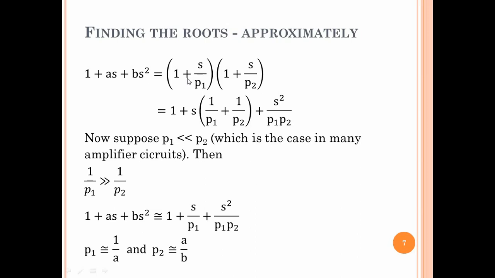I'm leaving this to you to do again, say for a cubic, a cs cubed. You do 1 plus s by p3, expand this out and derive approximate expressions for p1, p2 and p3, assuming p1 is much less than p2 and p2 is much less than p3. So this becomes a nice simple method of finding approximately the poles of the transfer function.